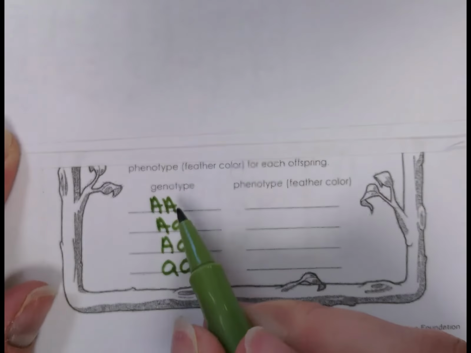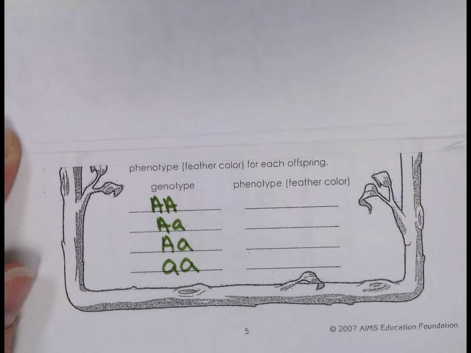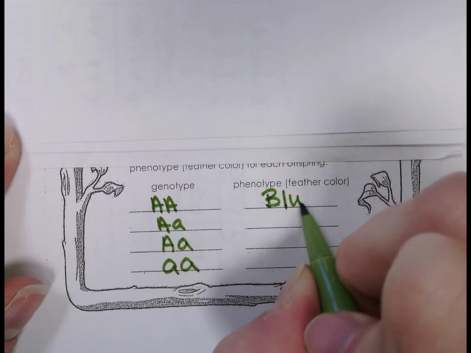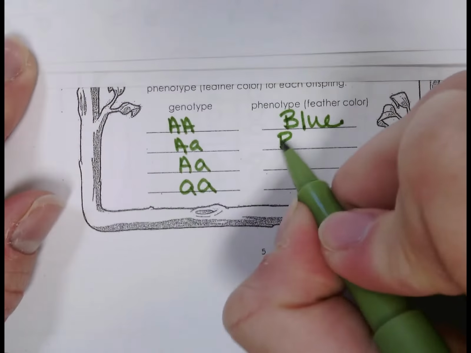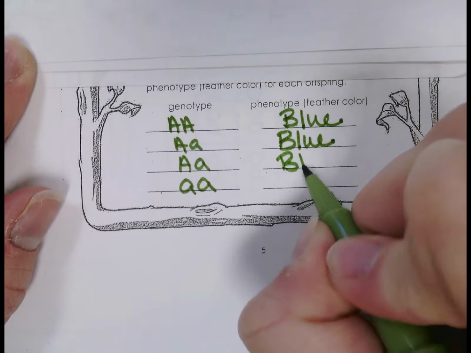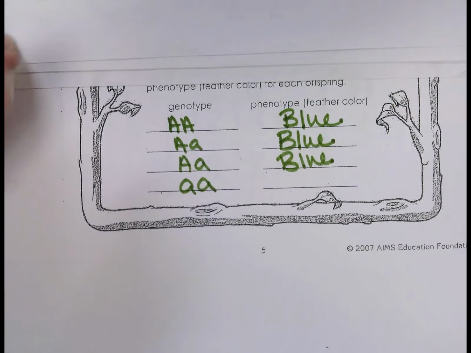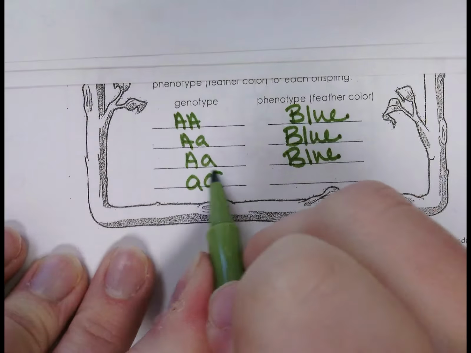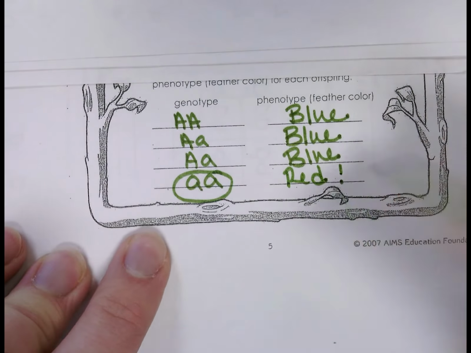What feather color is this bird going to have? It has 2 dominant traits. We know that blue is dominant, so the feather color is going to be blue. Big A, little a, we're still blue because we still have the dominant trait. Big A, little a, still blue because it has the dominant trait. And then this one, oh my gosh, we have a crazy one. It has the 2 recessive traits, so this one is actually going to be red.